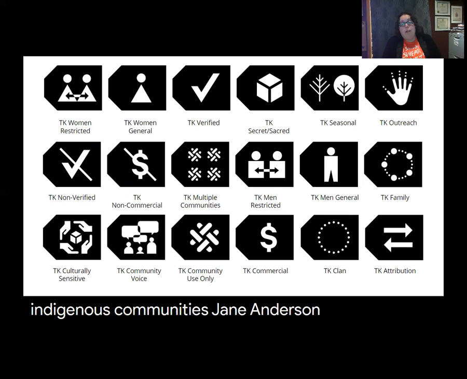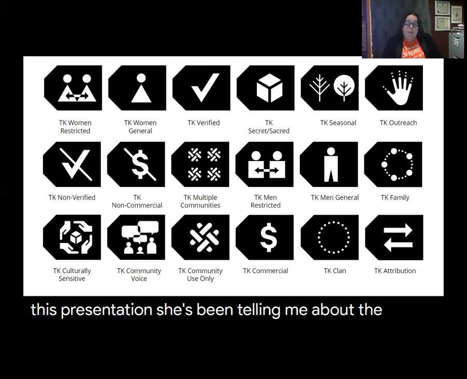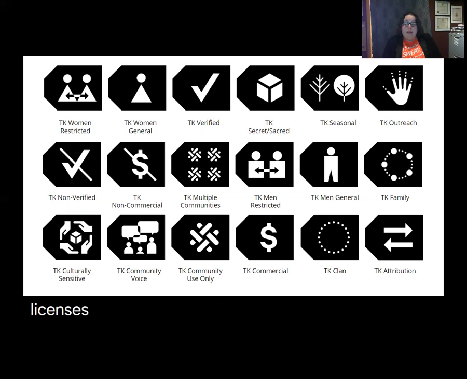Jane Anderson, the co-director of Local Contexts, has explained on multiple occasions that these labels are specifically designed to be usable with Creative Commons licenses. And in an ongoing conversation she and I have been having as I developed this presentation, she's been telling me about the current effort by faculty members to work with communities to use the labels and Creative Commons licenses to develop college and university curriculums that include TK.